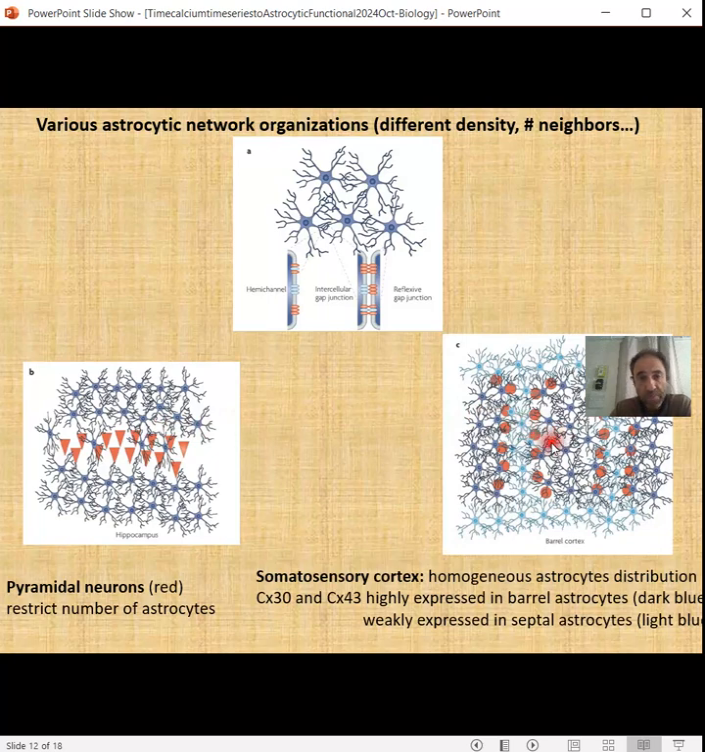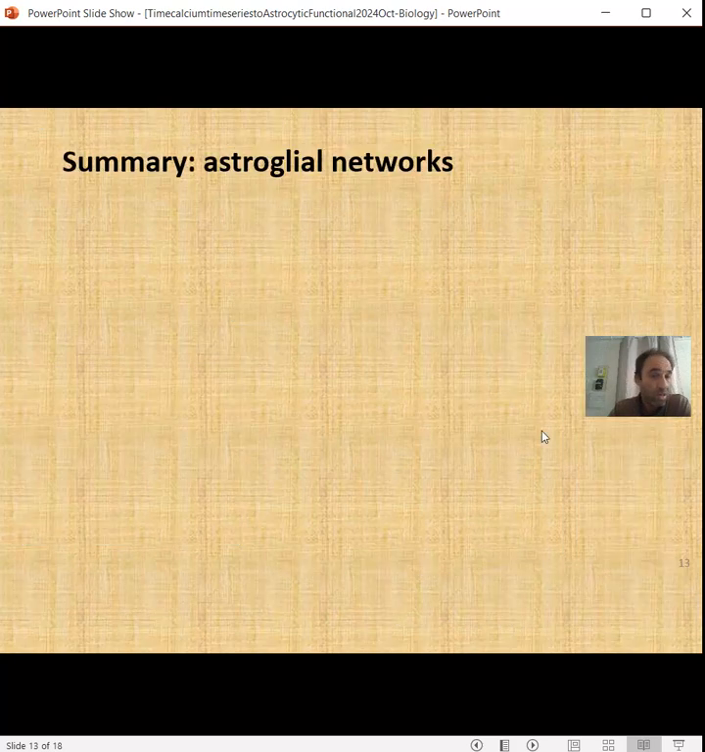This is in opposition with the somatosensory cortex, where, although there is a homogeneous astrocytic distribution, connexin 30 and 43 are highly expressed in the barrel cortex, but weakly expressed in the septal astrocytes. Again, suggesting, because the connexin allows the passive molecules and also the ions to go through, that there are differential organizations depending on the region of the brain. So we should maybe expect different types of functional connectivity between astrocytes.